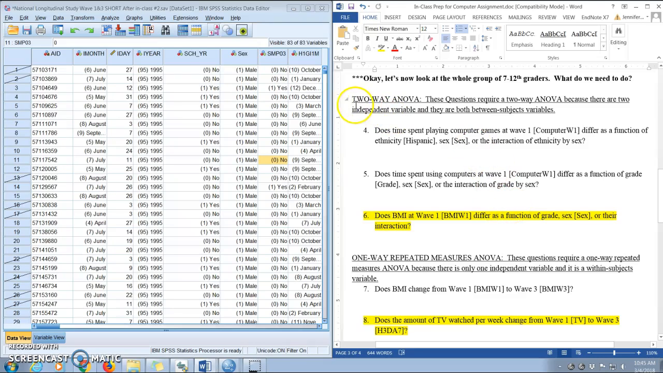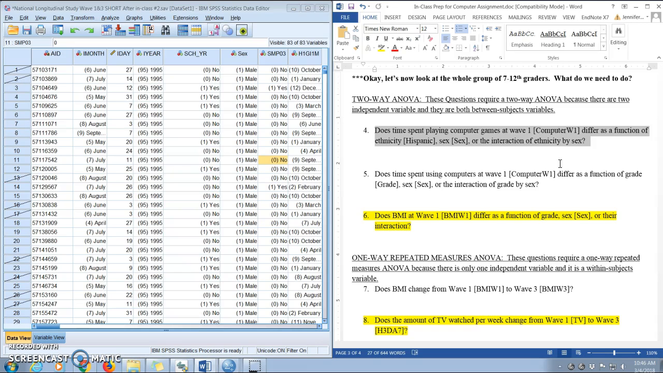Okay, so now let's move on to looking at the questions that require us to use a two-way analysis of variance. And when you read the questions, you'll see that the questions are asking us to consider two between subjects independent variables simultaneously. So like if we look at question 4, it's asking us about how much time is spent playing computer games at wave 1, so that's the dependent variable.